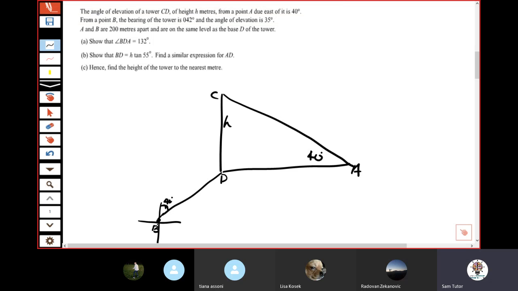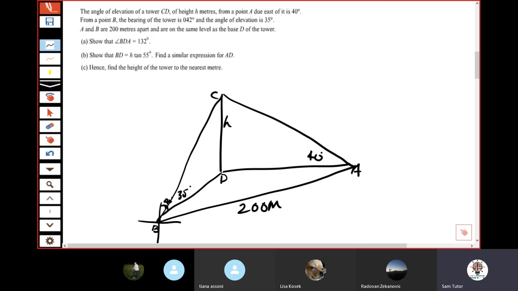Any questions about that bearing? That makes sense, the way I just drew that? And that's how you're always going to do your bearings. Okay. And the angle of elevation is 35. So again, that would be 35 degrees. A and B are 200 meters apart, and on the same level as the base D of the tower. Same level as the base D. Okay.